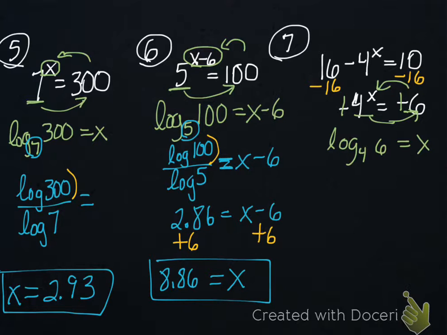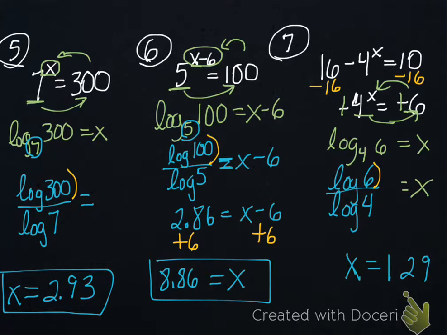Log, the base is not 10 or e, so we use change base. The base goes to the bottom, log 4. The argument is 6, it stays on top. Notice each one gets their own log. We're not just dividing the 6 by the 4, we're dividing the log of 6 by the log of 4. Okay, plug it into the calculator, what do we get? We get x is equal to 1.29.